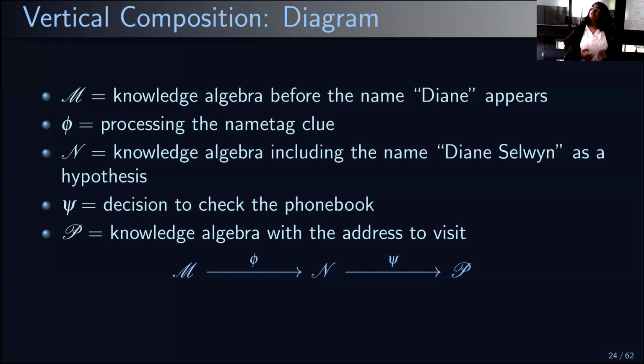So there's a map from M to N where she's processing this name tag clue, and from N to P where she's processing exactly what address she needs to visit. So these compose in the sense that after the name Diane appears, it's consistent that she goes and finds the address for her to visit.